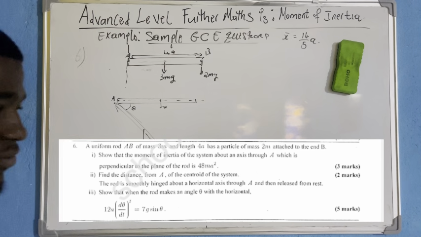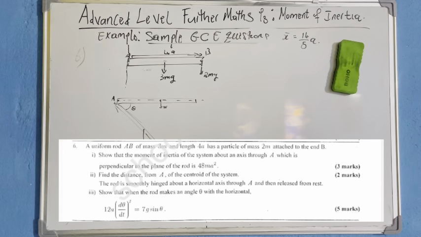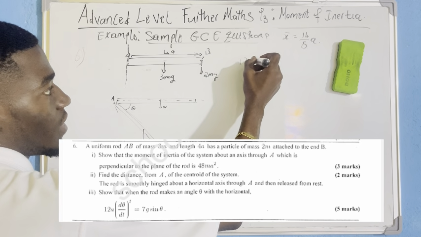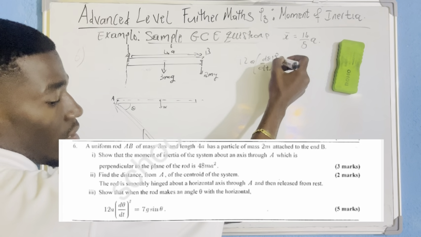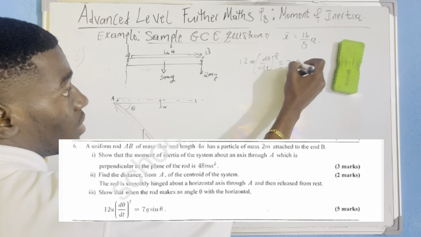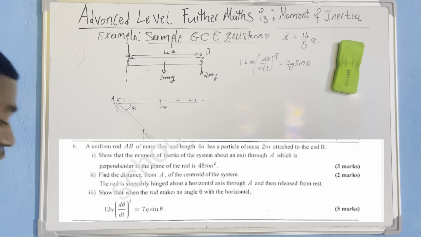Then they are asking us to show that when the root makes an angle of theta with the horizontal, 12a d theta squared over dt squared should give us 7g sin theta.